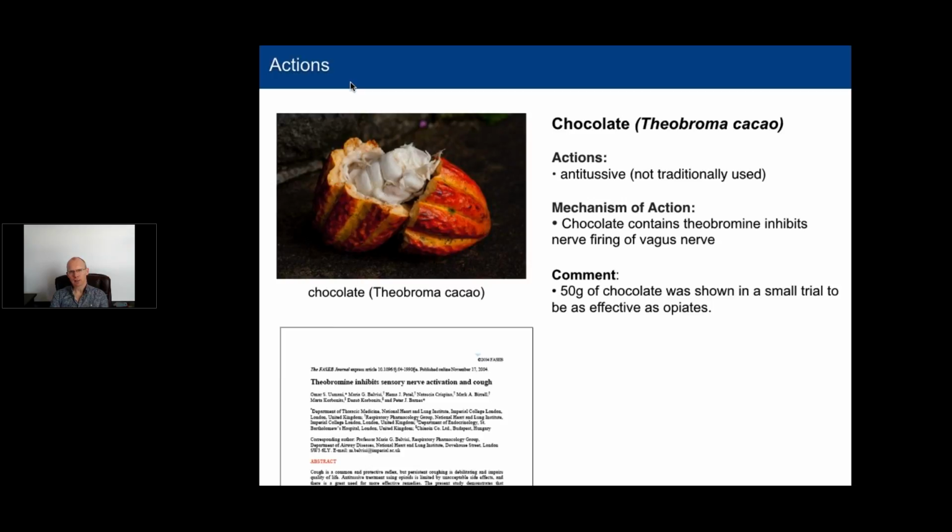Now, the study also looked at, just as an aside, theobromine, which is in chocolate. There are other things like theophylline and caffeine, which are in tea and coffee, and those were shown to be ineffective as cough suppressants. So only the chocolate. Coffee and tea won't have that beneficial effect.